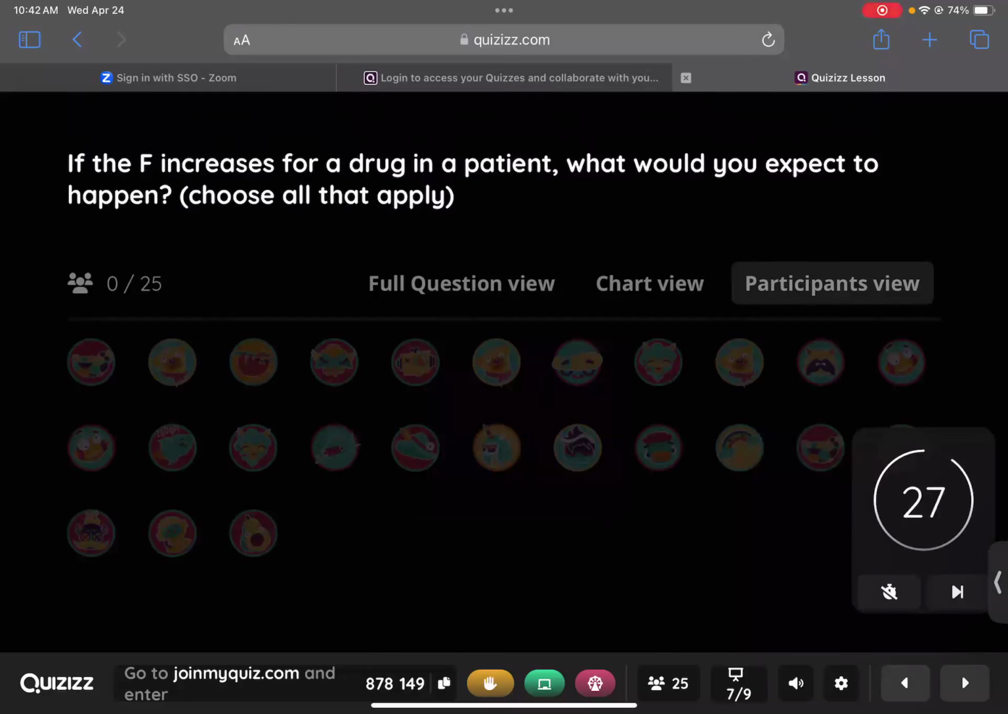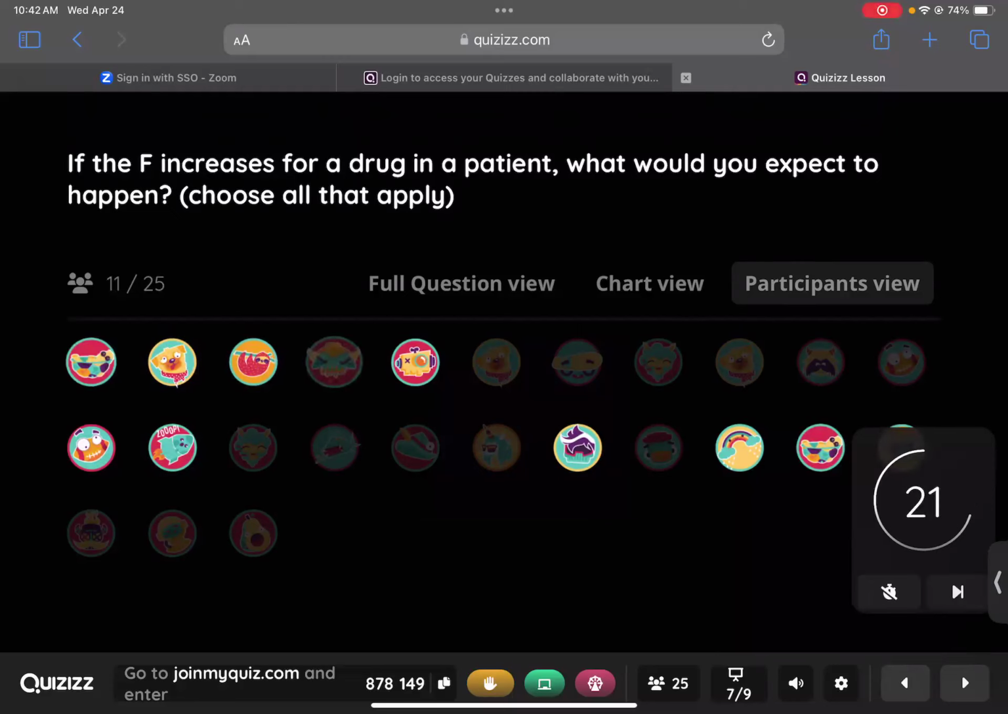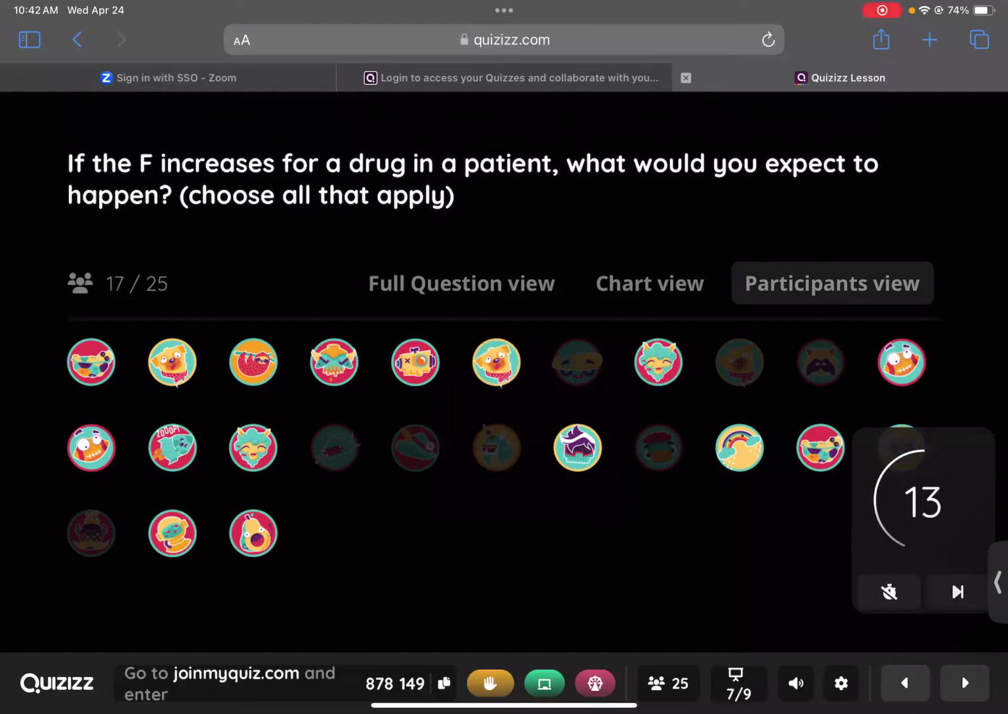The F, which is bioavailability, as you know, increases for a drug in a patient. What would you expect to happen? Choose all that apply. So what does bioavailability affect?